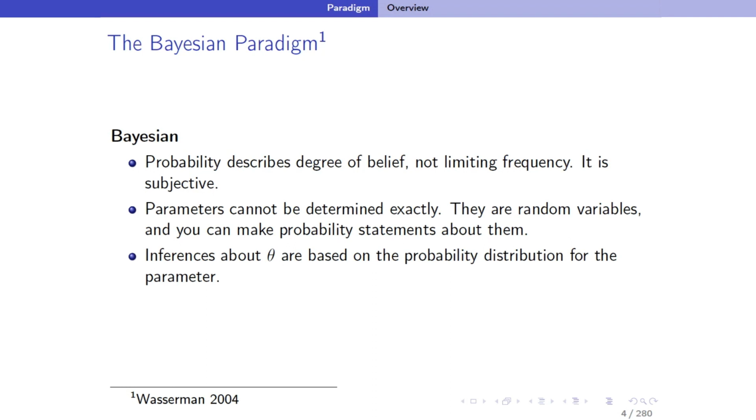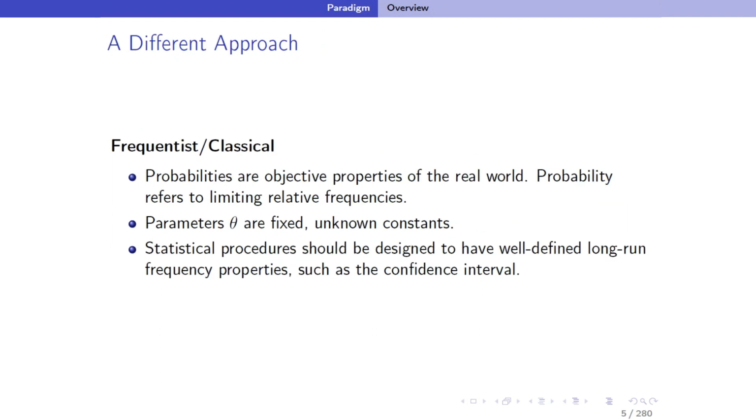And then parameters cannot be determined exactly. They are random variables, and you can make probability statements about them. You can say the probability of theta being greater than 0 is 27%. How likely is 27%? Well, it's lower than 55%. And inferences about theta are based on the probability distribution of the parameter. So it's key to have a probability distribution describing the parameter.